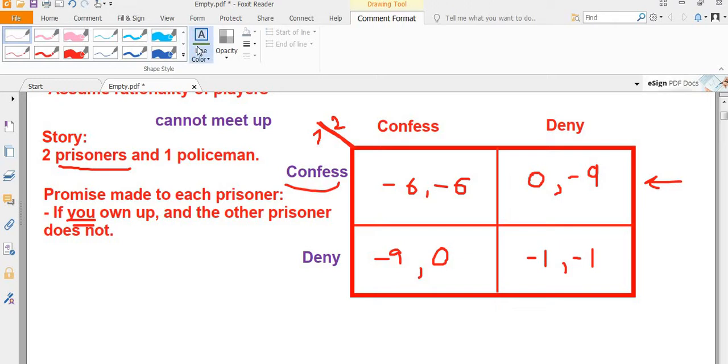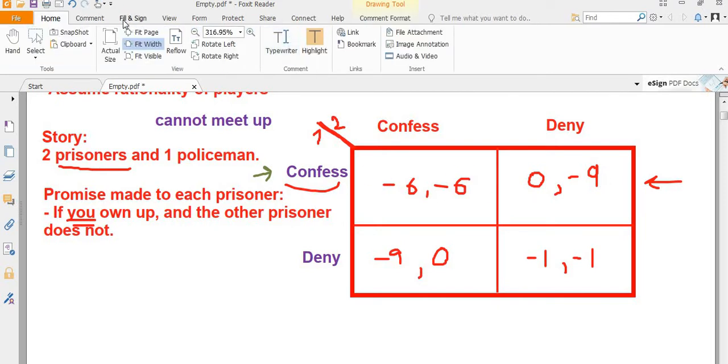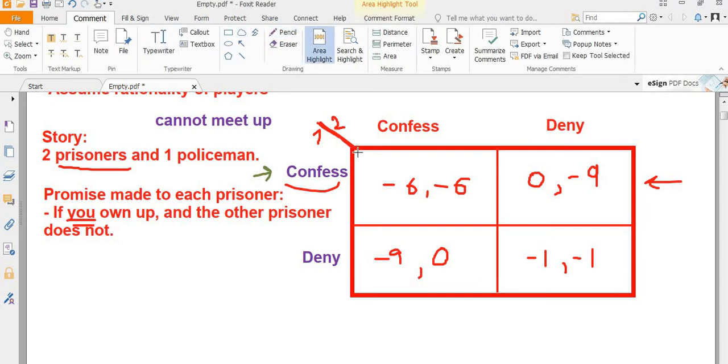Now the way we will be solving this is we will fix one action for each player, and we are trying to find out what happens if he or she makes that action. Suppose I say that player 1 confesses to his or her crime. If player 1 confesses, so I fix this row. Let me just highlight that so that it's easier for us to understand.